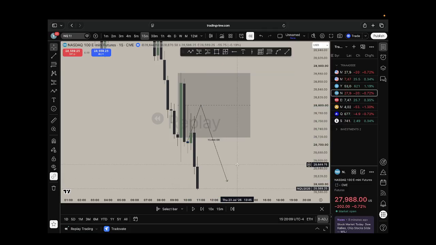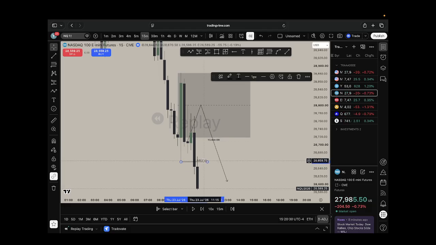PO3, basically accumulation, manipulation, distribution, but this basically involves 10 a.m. manipulating into a PD array and then distributing down to the external target, which, I guess this low right here would be considered your external low. But yeah, that's how I use all four concepts every single morning after determining my bias, which is super easy.